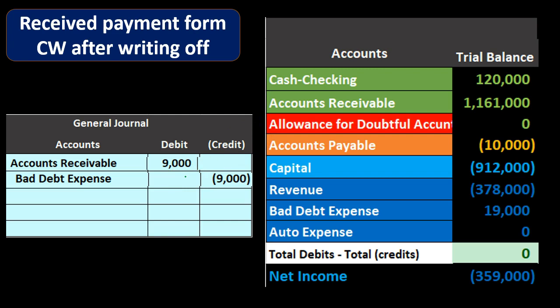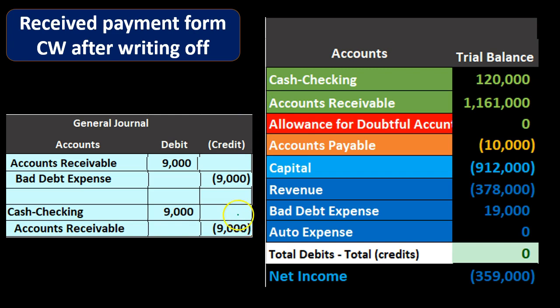Once we do that, the second piece is easy because it's our normal transaction. We got paid on account. The accounts receivable is back in good standing. Therefore, is cash affected? Yeah, it's a debit. We're increasing cash with a debit. So it's a debit to cash, and then we're decreasing the receivable, which we just increased, by the $9,000.